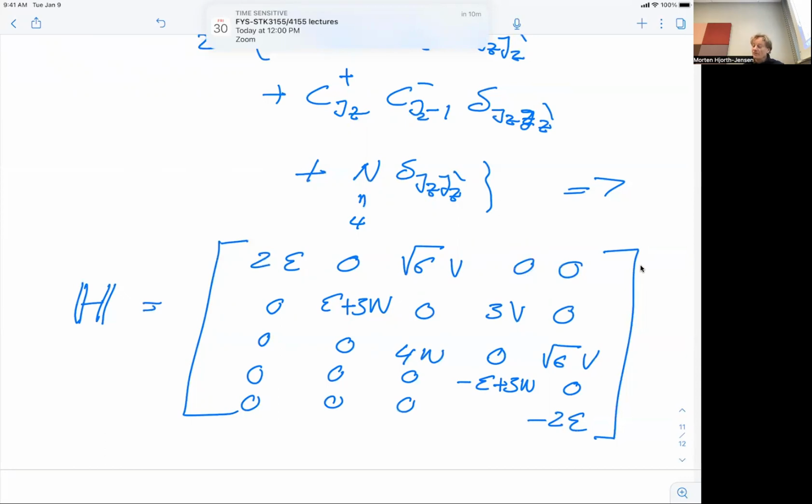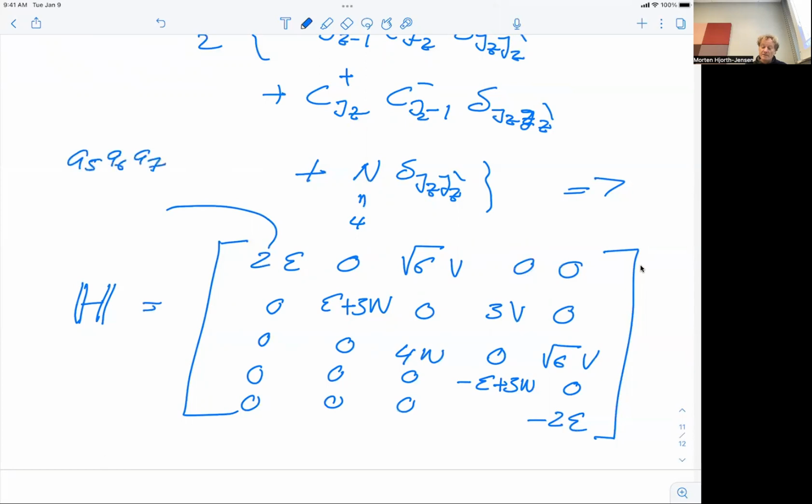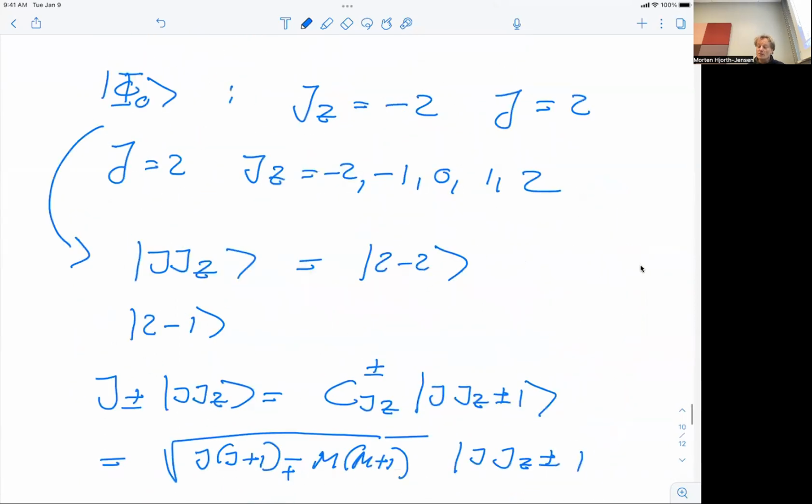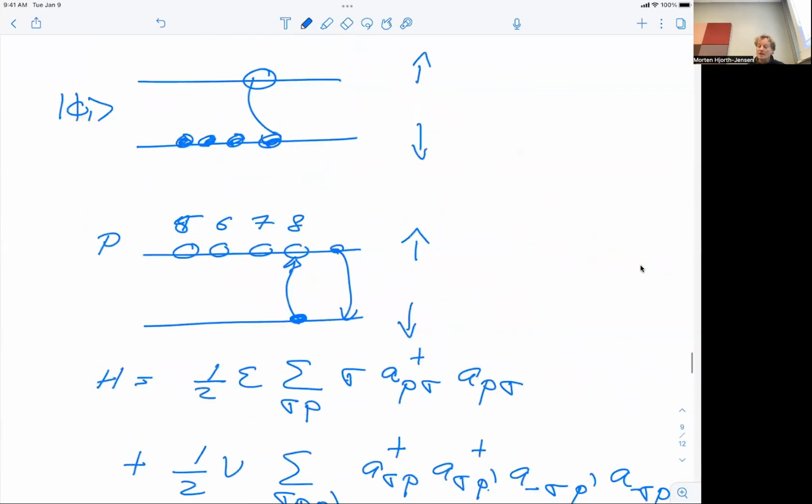So in this kind of notation, this would now correspond to a state where we have A5, A6, A7, A8 dagger acting on the vacuum state. Whereas this one corresponds to us having placed all the particles in the lowest lying state.